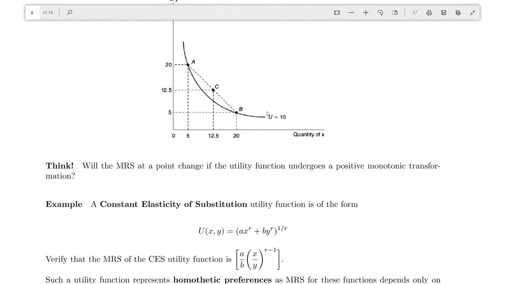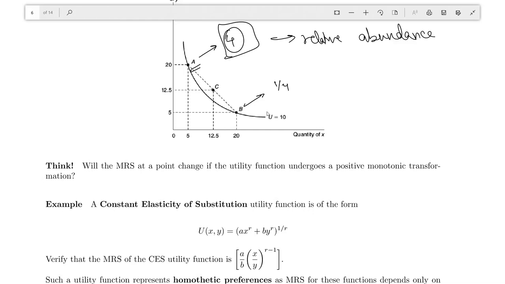So here's the comparison: point A, point B, and point C. Okay. So at point A, the MRS value is 4. At point B, the MRS value is 1 by 4. So MRS is larger, which means for the same amount of X, you are willing to exchange more amount of Y at A, because at point A, there's a relative abundance of good Y, relative abundance with respect to B.